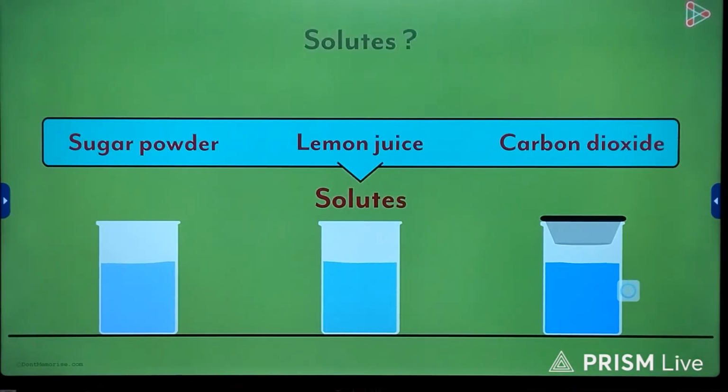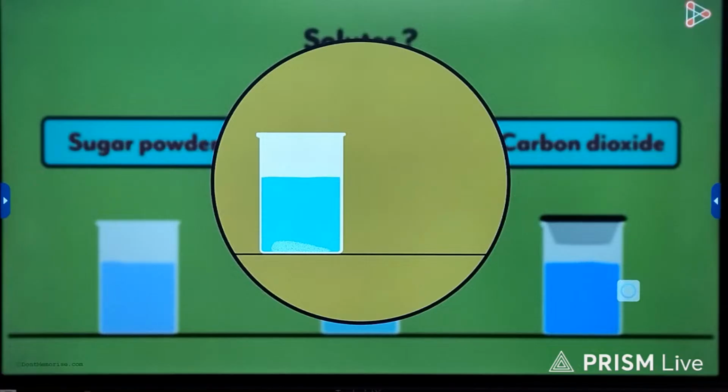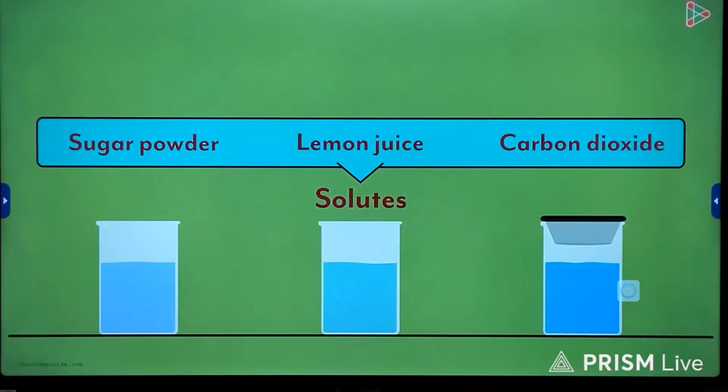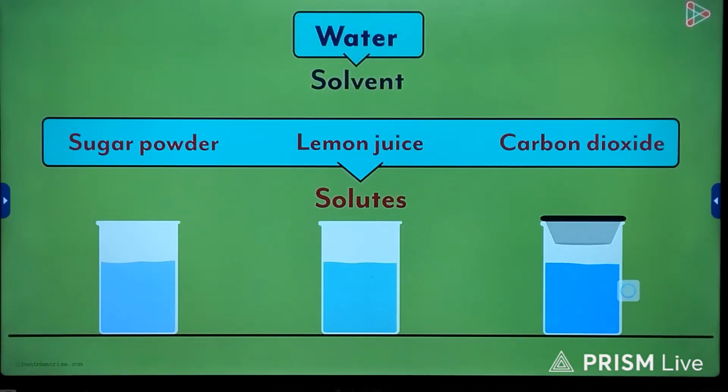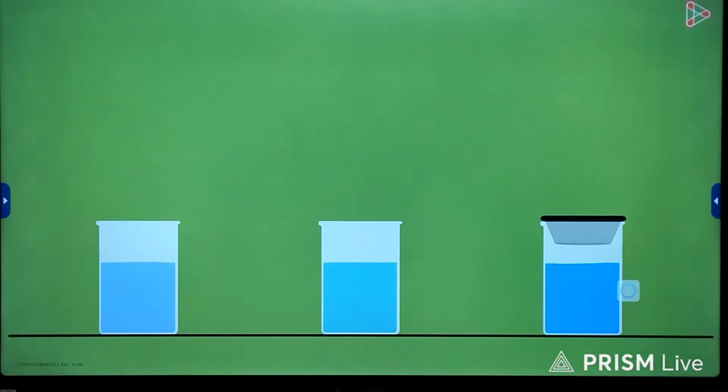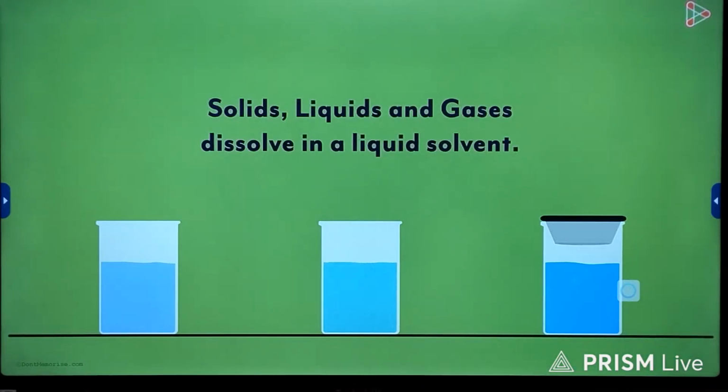Why are these substances known as solutes? The reason is quite simple. The substances added are in a far less quantity than the solvent in which they dissolve. The substance in which other substances are dissolved is known as the solvent. The substances that dissolve in the solvent are known as solutes. Sugar powder, lime juice, and carbon dioxide are all solutes. Water, on the other hand, is a solvent. As we have observed, solids, liquids, and gases all dissolve in a liquid solvent.